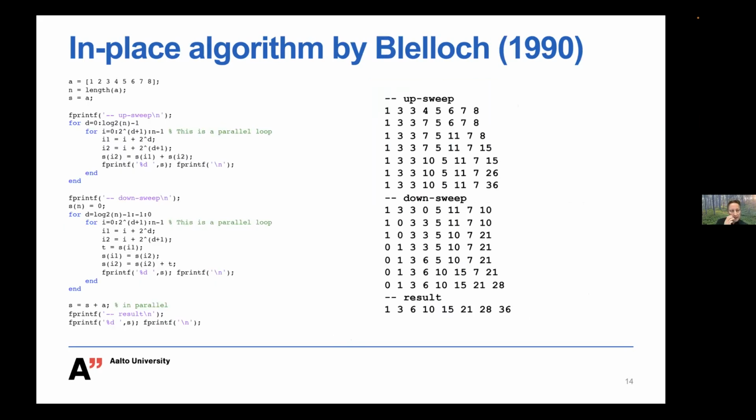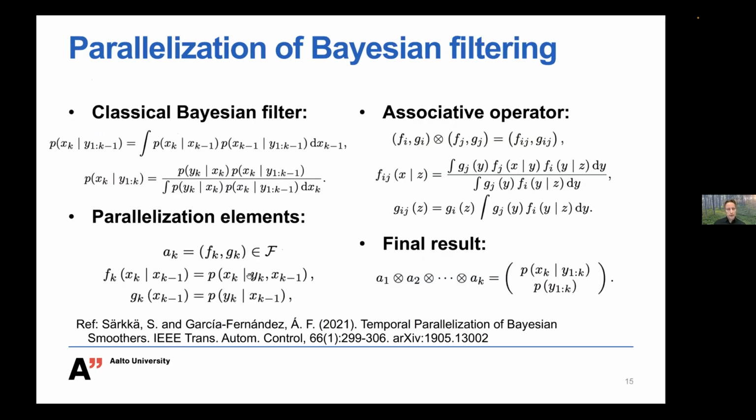But then there is an in-place algorithm, also by Blelloch 1990, which computes the whole prefix sum, upsweep and downsweep, using O(n) storage. So you don't actually need to do the tree at all, you just have an upsweep. So there's a parallel loop over here. Sorry, this is MATLAB, and then the downsweep. So there's also a parallel loop. I also have a Python version of this in a moment.